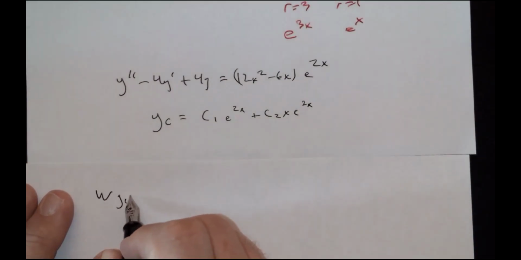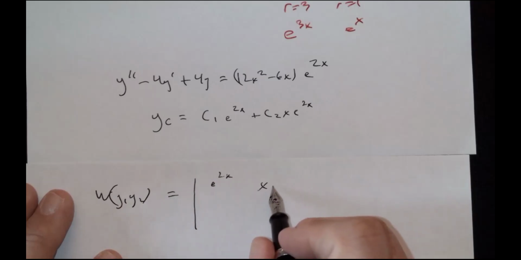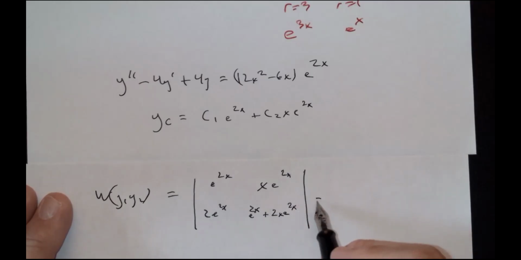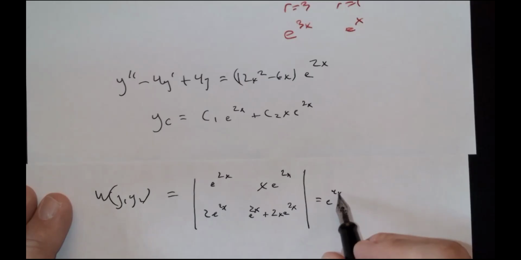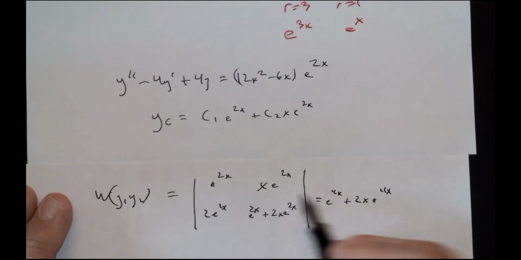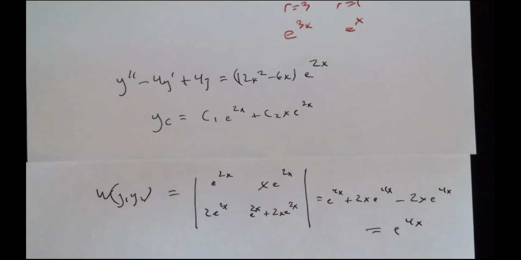W, y1, y2: e to the 2x, x e to the 2x. What goes in the bottom line? 2e to the 2x, and e to the 2x plus 2x e to the 2x. So when I cross multiply, I get e to the 4x plus 2x e to the 4x minus 2x e to the 4x. So I just get e to the 4x. Great.